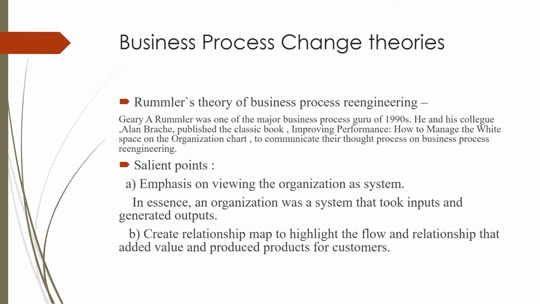Rummler communicated his thought process through his classic book, Improving Performance: How to Manage the White Space on the Organization Chart. Rummler's approach emphasized viewing the organization from a systems perspective. In essence, an organization was a system that took inputs and generated outputs. Rummler further stressed that internal and external entities in an organization ecosystem are connected and managers need to have a broad view of how everything was connected to everything else.